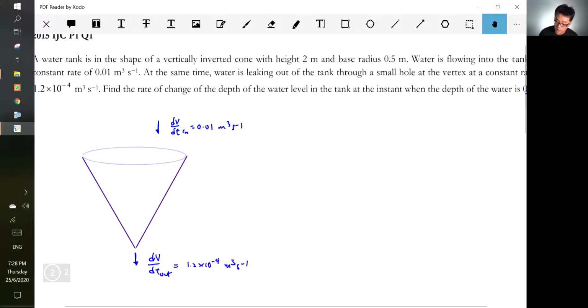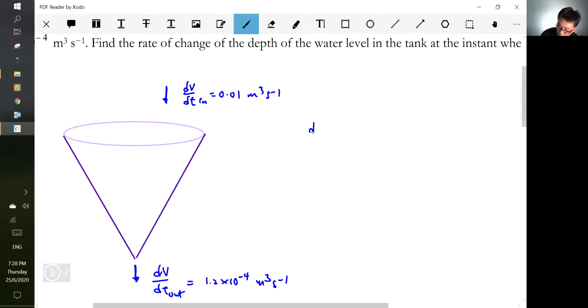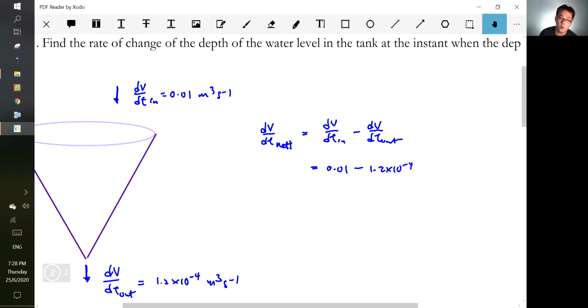So the total dV/dt net would be dV/dt in minus dV/dt out. Just a rate, 0.01 minus 1.2 times 10 to the minus 4. This is given. This is the overall increase of water, because the going out is smaller than going in, so it will increase.